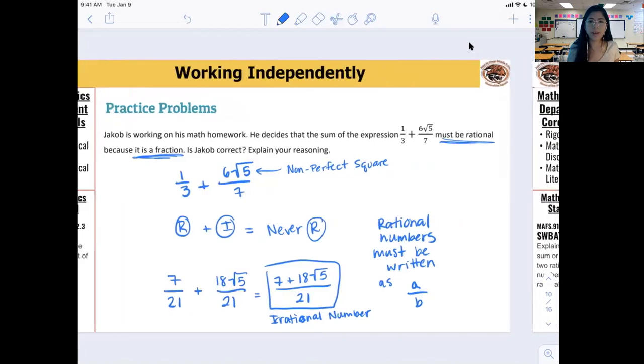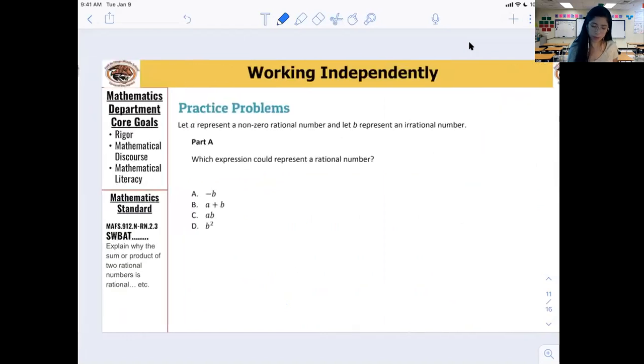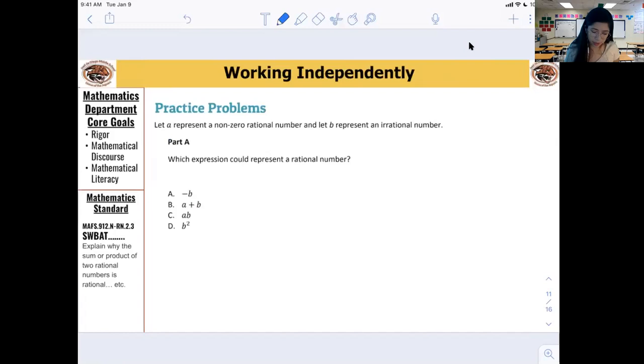All right. Okay, I think this is the last one. Maybe I'll do 2 more. So let A represent a non-zero rational number. So it's not going to be 0, it's anything but 0. And let B represent an irrational number. So A is rational and B, now we don't know what the numbers actually are, but we just know that A is rational and B is irrational. Which expression could represent a rational number?